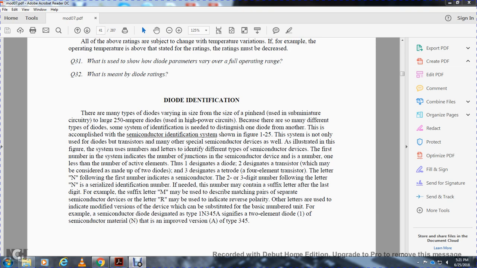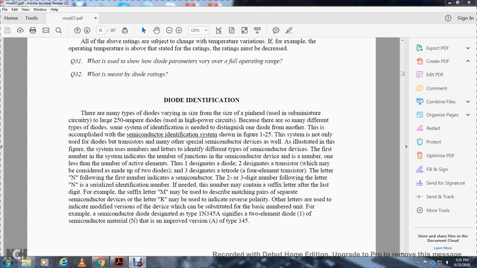The first number of the system indicates the number of junctions within the semiconductor device, which is one less than the number of active elements. Thus, 1 designates the diode, 2 designates the transistor, which may be considered as made of two diodes, and 3 designates the tetrode, or four-element transistor.